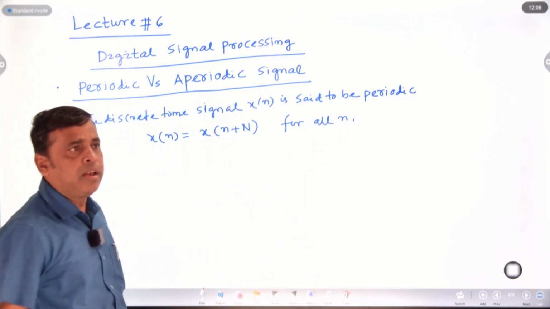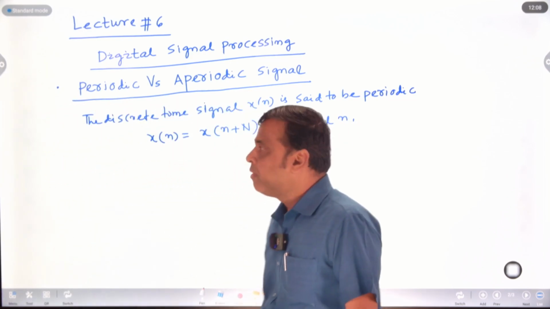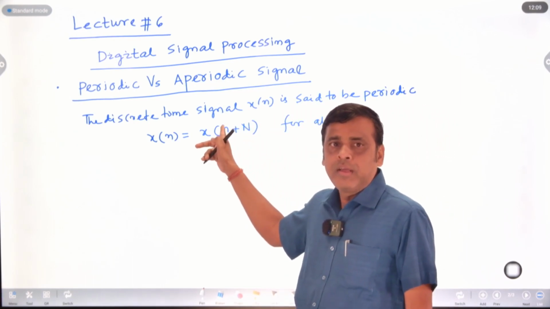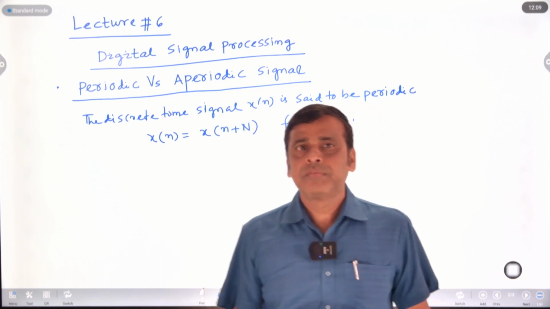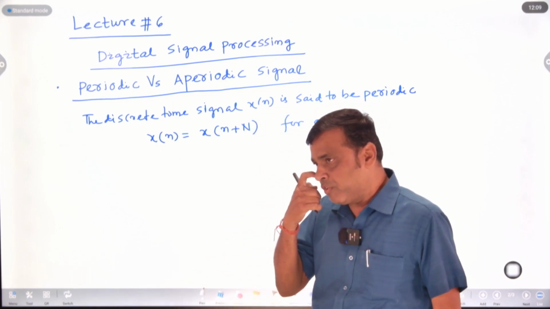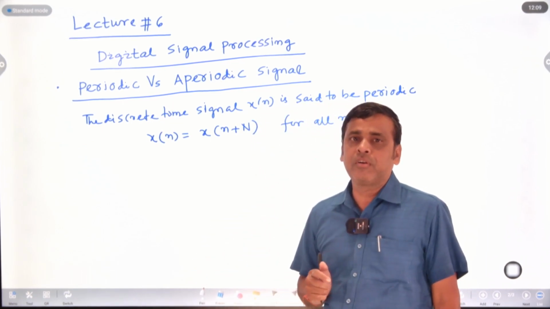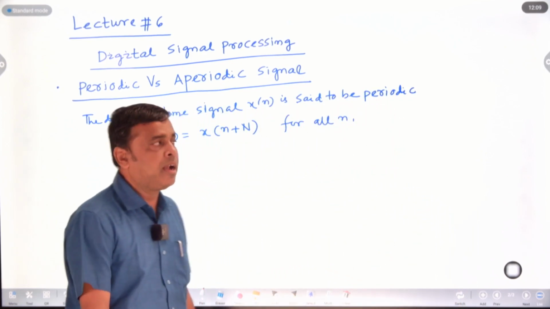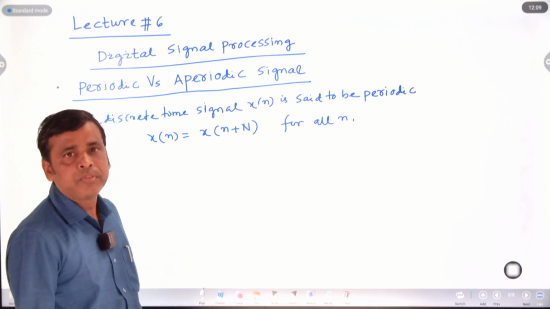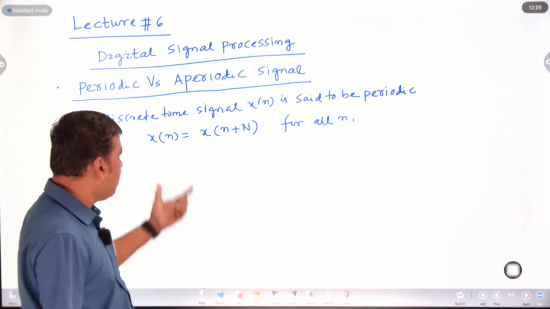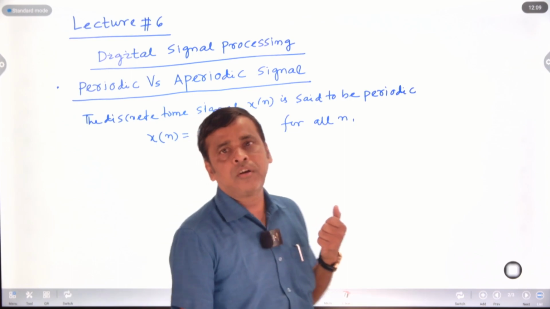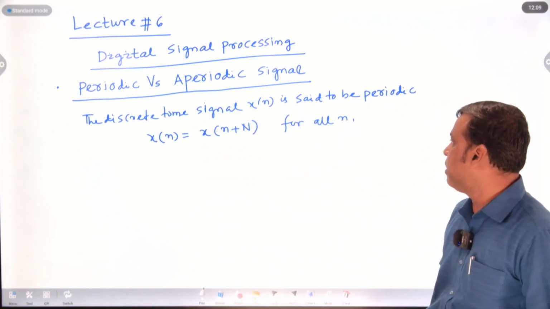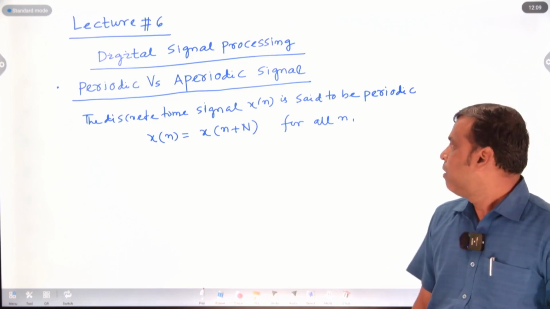So the discrete time signal x of n is said to be periodic if x of n equals x of n plus N. What is N? Capital N is nothing but your fundamental period. How to judge whether the discrete signal is periodic or not? If this condition is not satisfied, we say the signal is aperiodic. If this condition is satisfied, then we can say the discrete signal x of n is periodic. Otherwise, it is aperiodic.